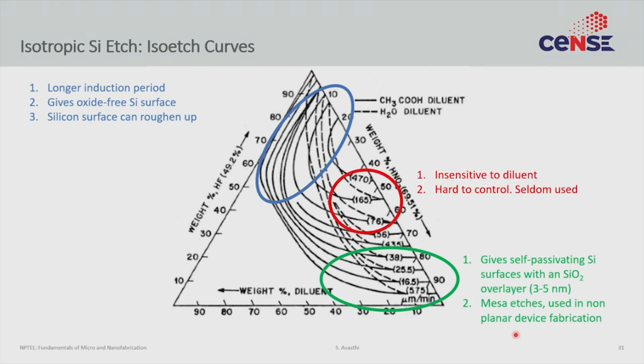If you want to remain in the middle, where you have both a lot of HNO3 and a lot of HF, you are in sort of no man's land. It is very insensitive to diluent, and very small changes in concentration cause huge jumps in etching rates which are very hard to control, and that is why this red zone is seldom used. You want to either be in the blue zone or in the green zone. Which one do you select? Depends on your application. For applications where you want bare silicon, you do not want silicon dioxide, you may want to go with blue. For applications where you want smoother surface finishes, you may want to go with green.